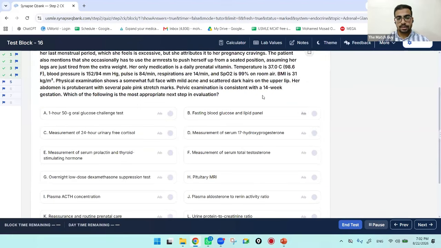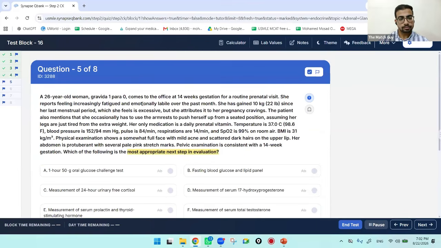Okay, let's discuss this question. Pelvic examination consistent with 14 weeks gestation. Most appropriate next step in evaluation. Okay, increasingly fatigued, emotionally labile, gained 10 kilograms. Okay, nothing specific so far. Arm rests to push herself up from a seated position, assuming her legs are just tired.